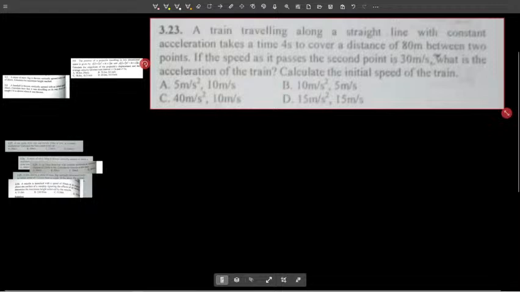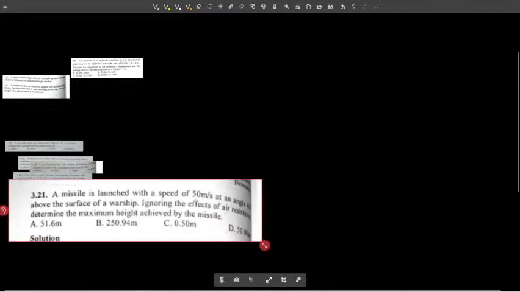So real fast, let's solve the next question. Alright, so let's solve this one. Let's solve this question.